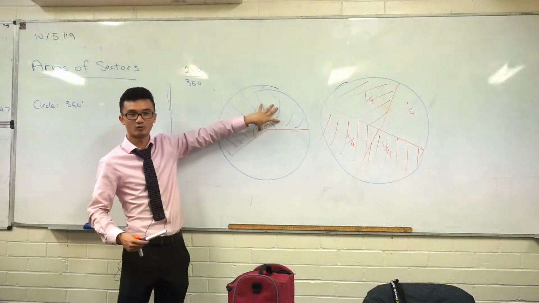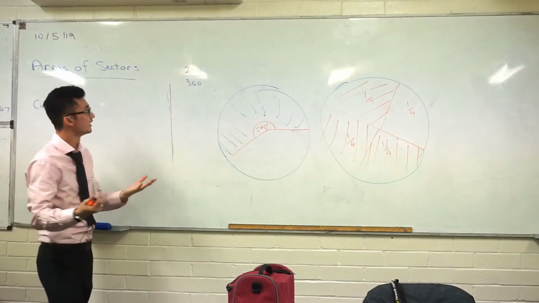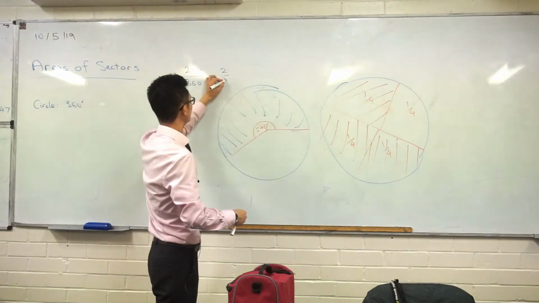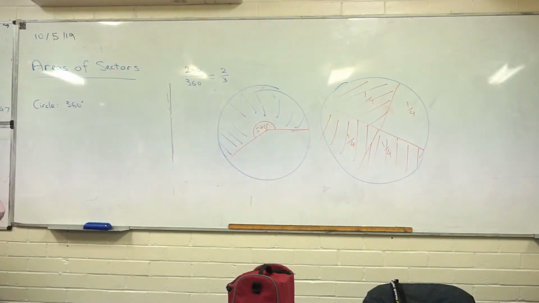This is the slice that I want. And then what's the whole amount? As you said, it was 360. When you put that in your calculator, you can simplify it. It does become 2/3. Okay? That's what we're learning about today. We're going to look at finding the areas of sectors.